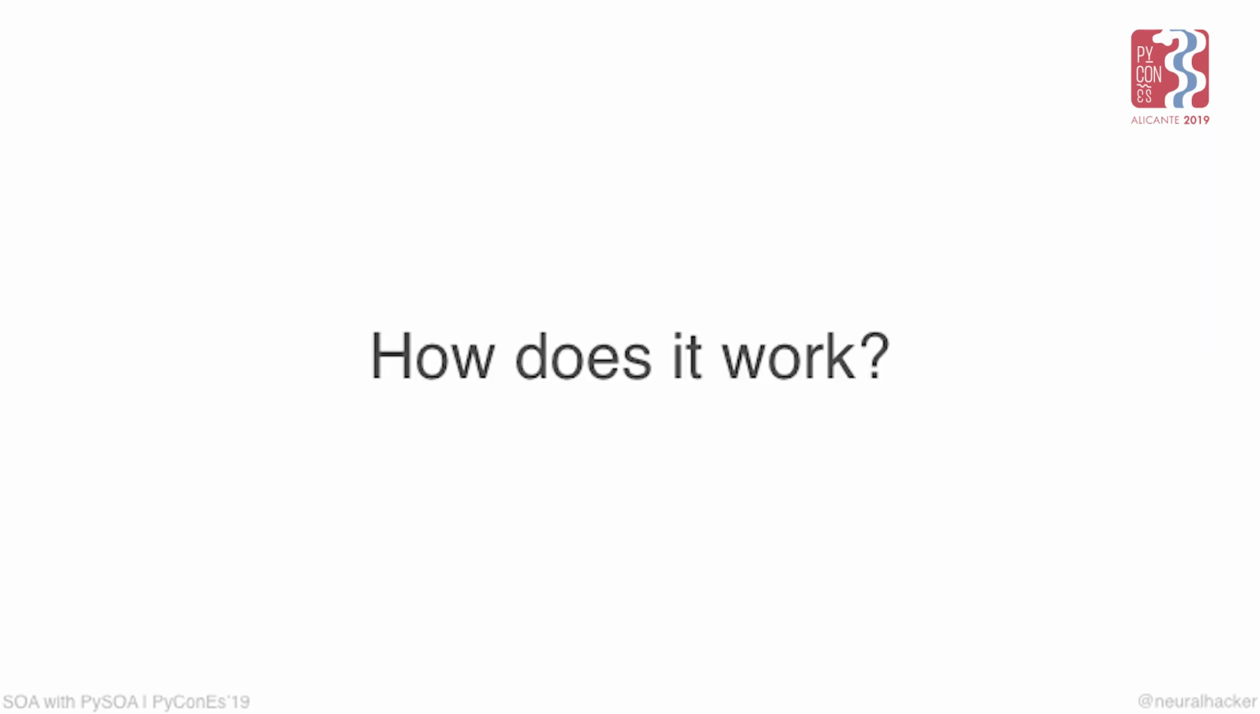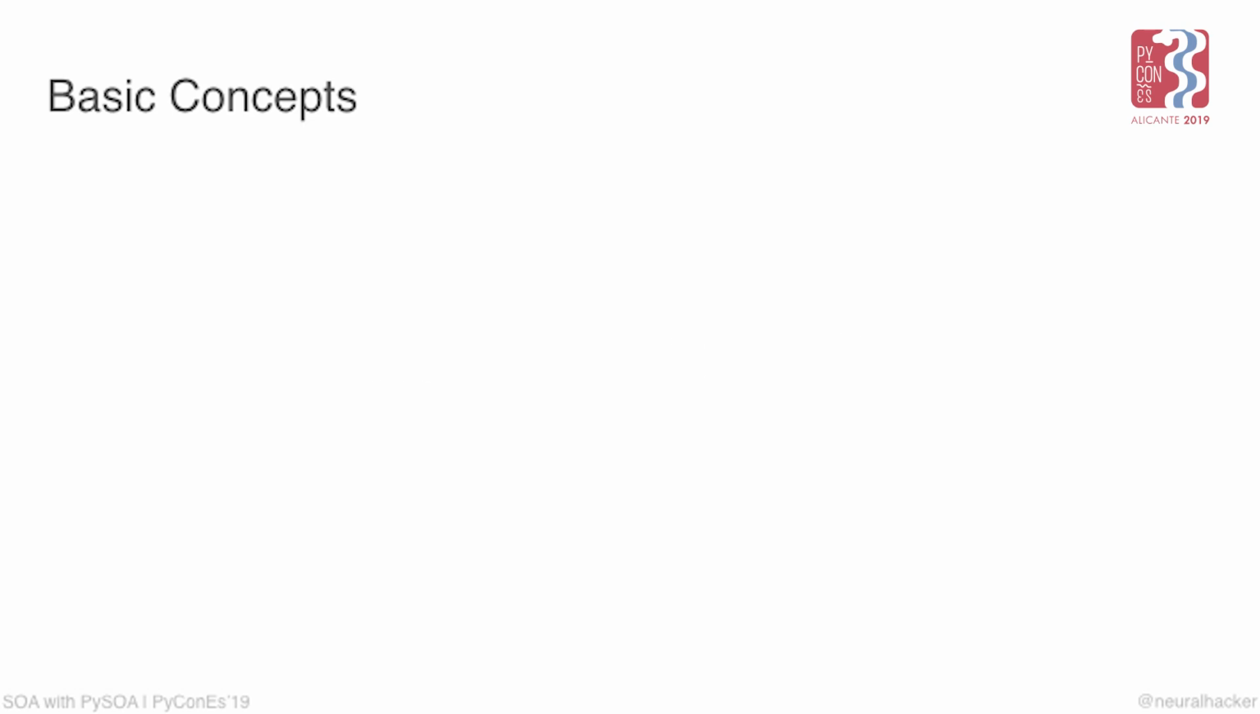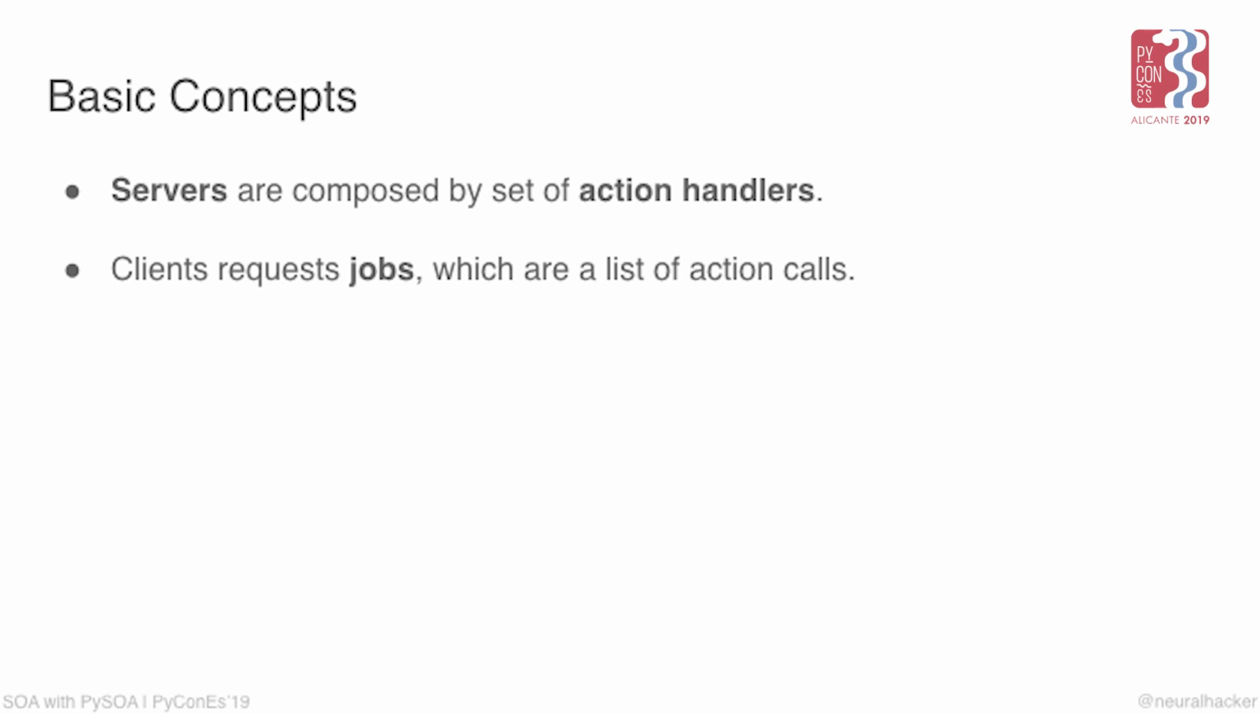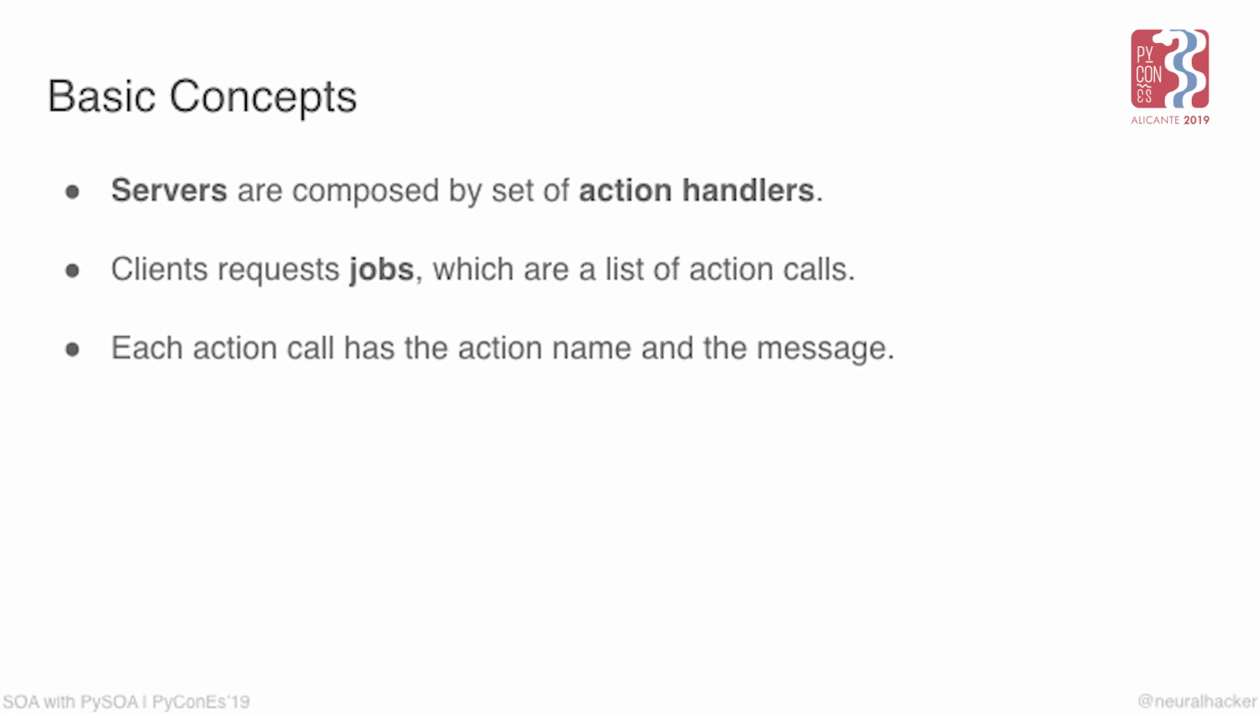So how does it work? The focus of this talk is talking about how it works under the hood. But first, I need to explain some of the concepts in this library. First, we have servers. The servers of PySOA are composed of a set of action handlers. It could be the views from Django, for example. It's a nice similarity. The clients are going to send requests, and these requests are composed of jobs. A job is a list of actions we want to get a response from. These actions have an action name and the arguments of this call, which is a message, or the body as well. You can call it message body. These messages are Python dicts. We use MessagePack for serialization, but you can use whatever you want. It's also agnostic on this part.